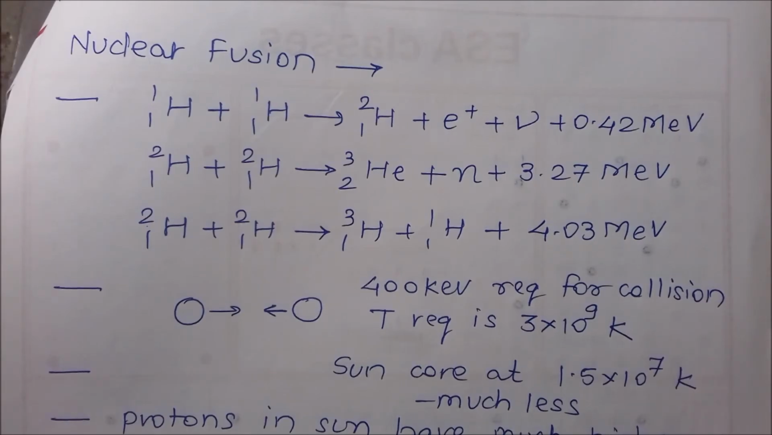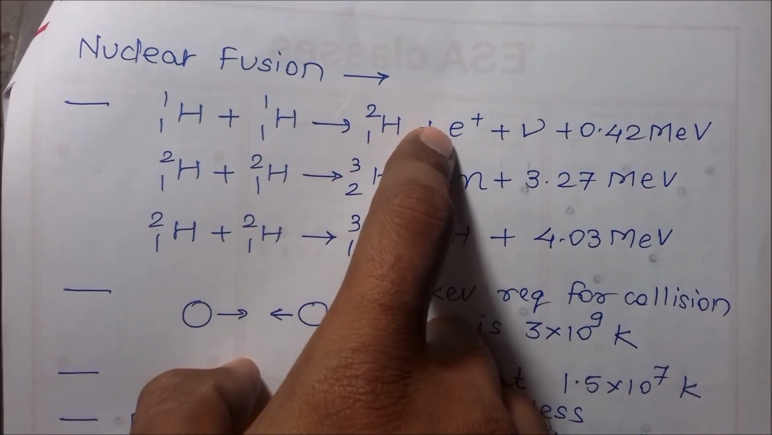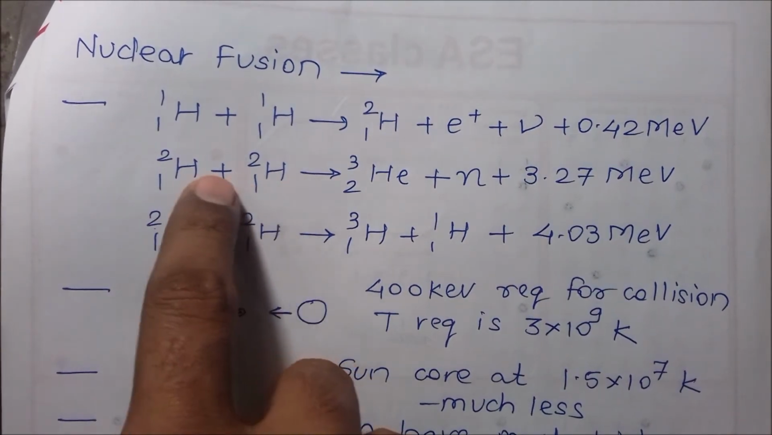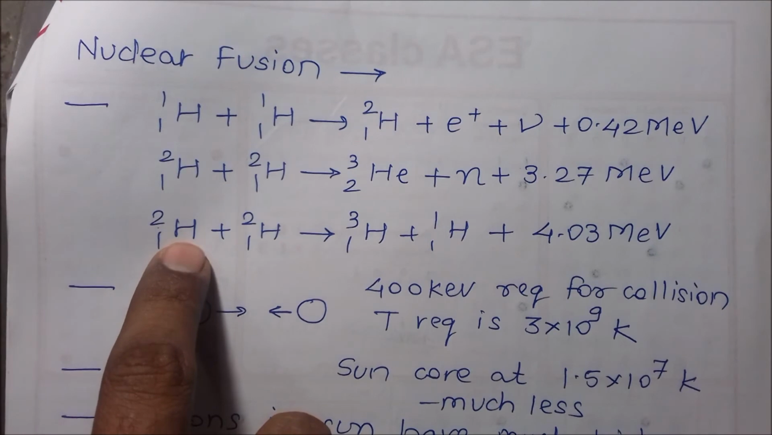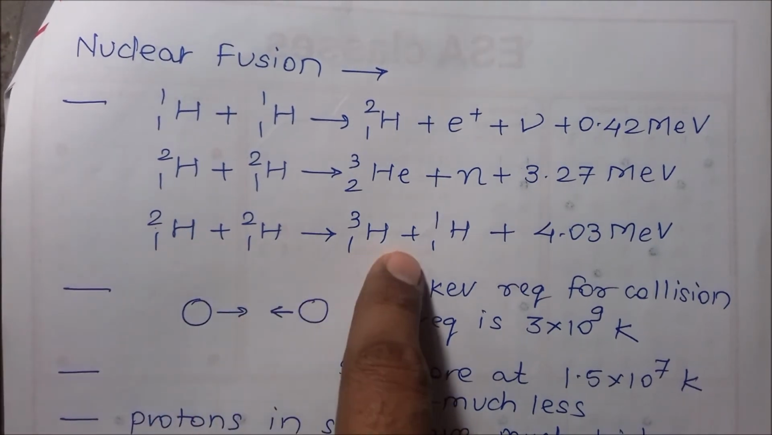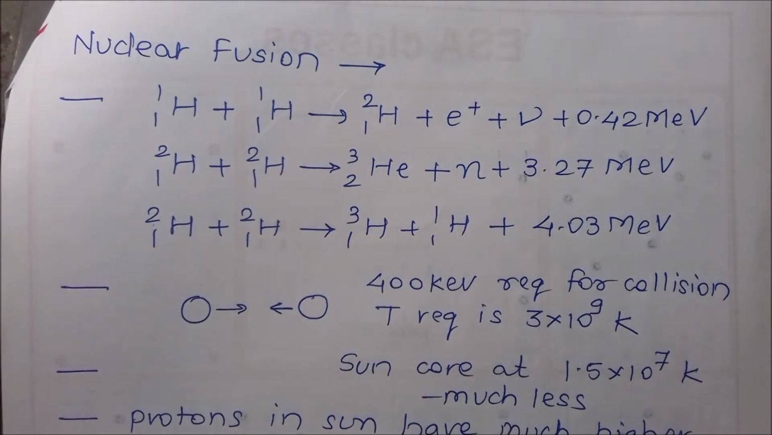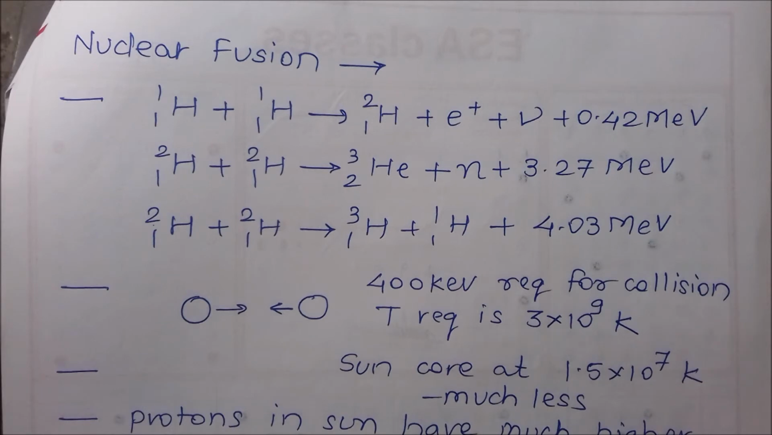Then nuclear fusion. Hydrogen plus hydrogen becomes deuterium by liberating some energy. Deuteron plus deuteron becomes helium. Deuteron plus deuterium becomes tritium, the nucleus of tritium. So these 3 types of reaction are fusion reactions.